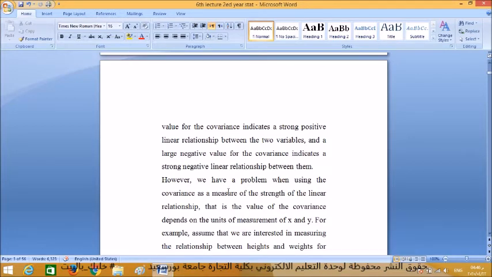However, we have a problem when using the covariance as a measure of the strength of the linear relationship. That's because the value of the covariance depends on the units of measurement of X and Y. So the covariance may create a problem when the units of measure of variable X and variable Y are different.